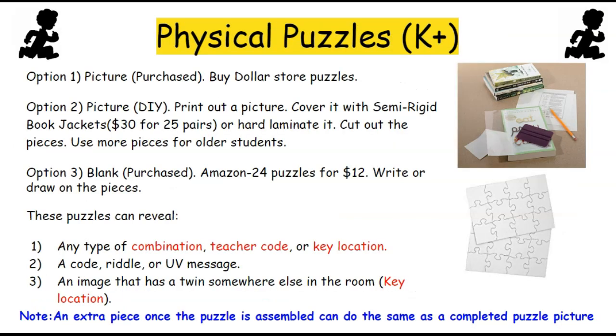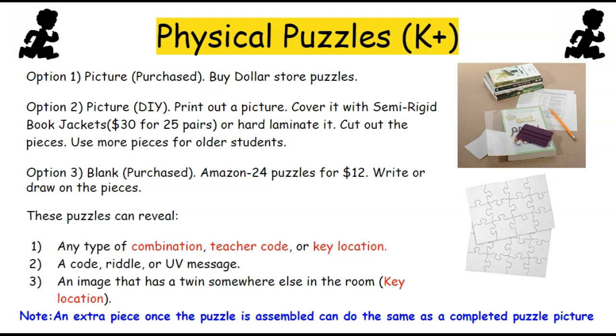Physical puzzles are appropriate for kindergarten and above. Your first choice is to purchase a puzzle from the dollar store, and whatever the image is going to be is your combination, teacher code, or your key location. Option number 2 is to print yourself a picture, cover it with a semi-rigid book jacket or hard laminate it, cut out the pieces and cut them into smaller pieces if you're talking about older students.